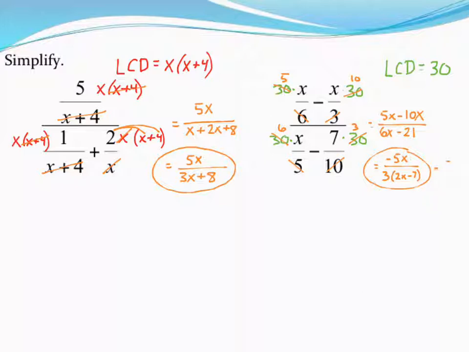Real quick, some people ask me, is that the answer, or could I have left it as 6x minus 21? Well, because nothing was able to be canceled out, either of these answers is a-okay. Neither one is more simplified than the other, so either answer is fine, but it's always worth trying to factor, because if you can factor and cancel, you have to factor and cancel.